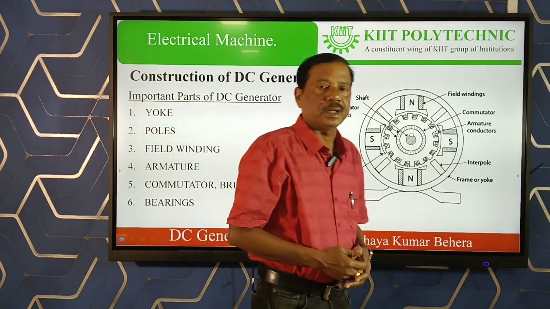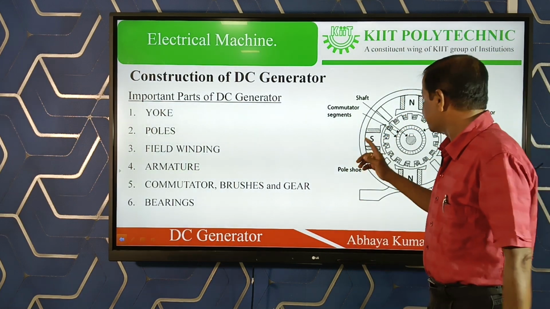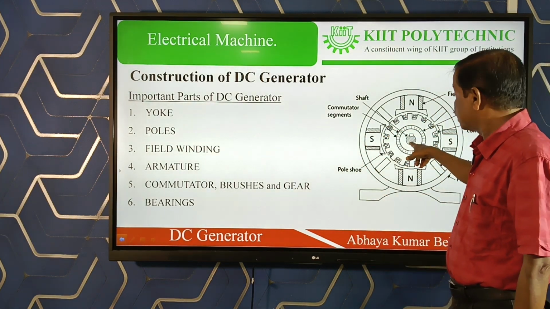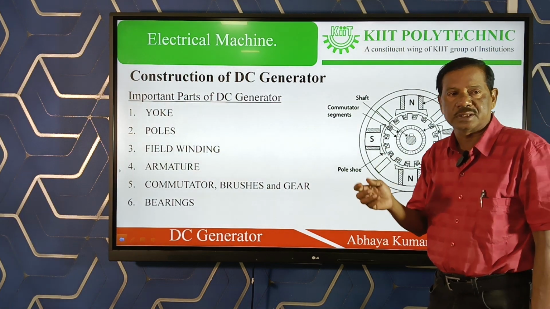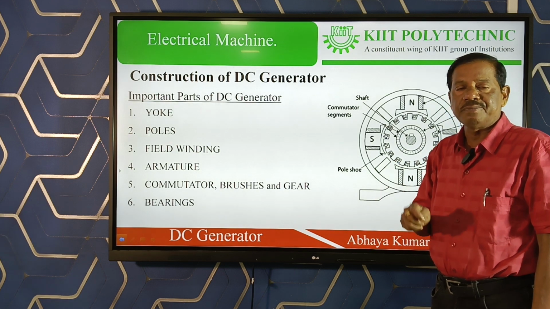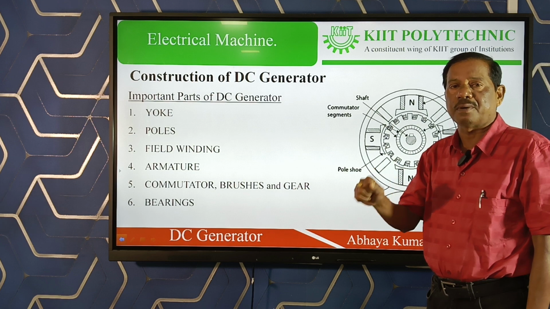So in this process, the DC generator converts mechanical energy to electrical output. Where do you get the mechanical energy? You can see there is a shaft here. We rotate the shaft, as you students have seen when starting a generator, where we give the mechanical force with the help of our hands.